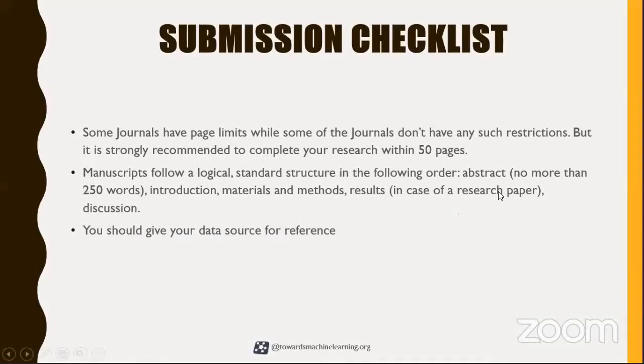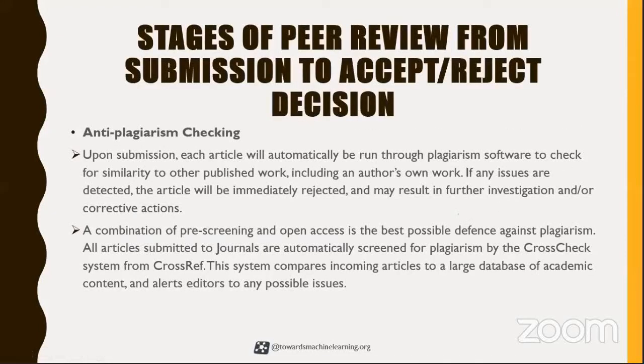Okay, so these are the stages of peer review from submission to the accept or reject decision. This is the first part, the anti-plagiarism checking. I told you earlier also they have anti-plagiarism checking software along with them. So this is really a very important stage.